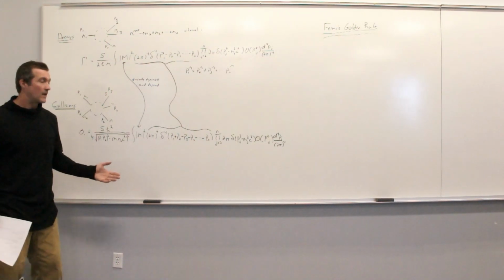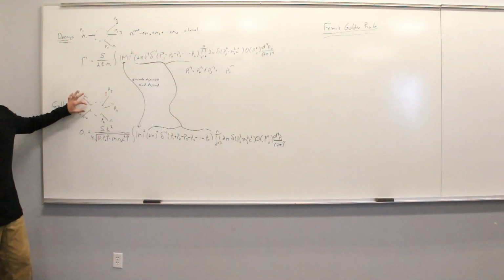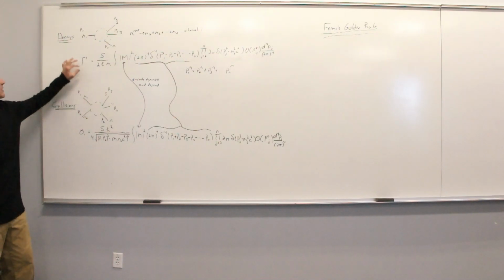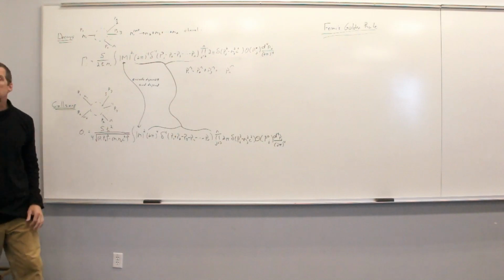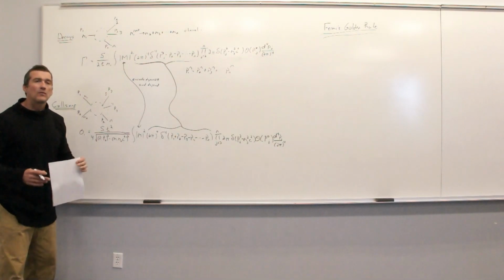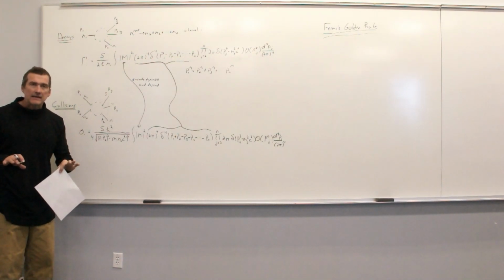So why is that a plus, and then up there it's a minus? Because here you have 2 incoming particles, so you have to add their momentum. Here you only have 1 incoming particle. Okay? So let's think about that for a second.